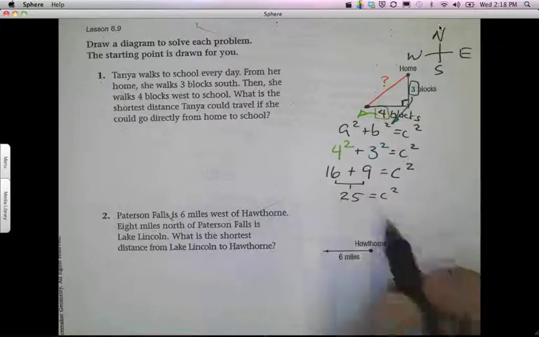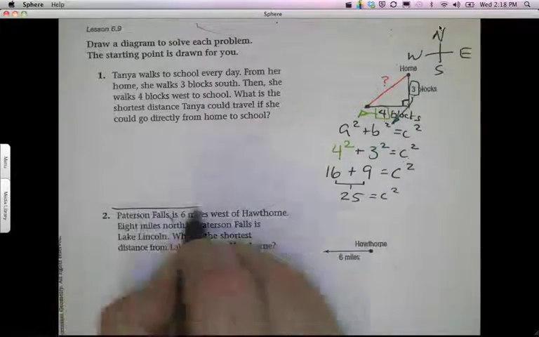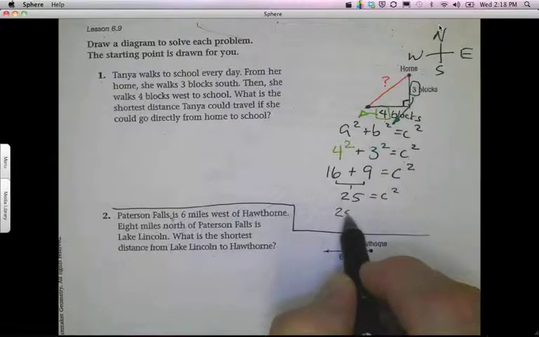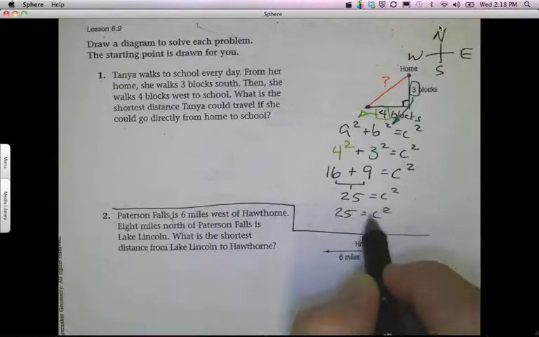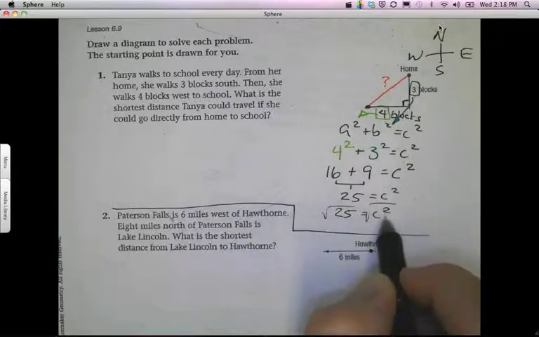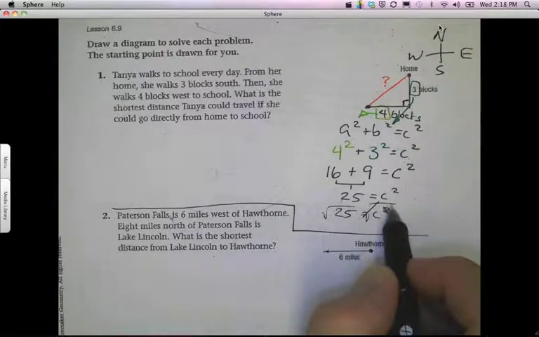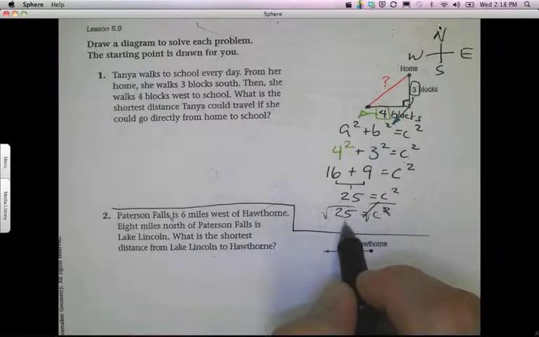To solve this for c, you've got to remember how to get rid of a square. And the simplest way to do that is to take the square root of both sides. So if I square root both the 25 and the c squared, those will get rid of each other, because in the same way that addition and subtraction are opposites, multiplication and division are opposites, squaring something and taking the square root are opposites. So if I square root a square, then it gets rid of it. And the square root of 25 is just 5.